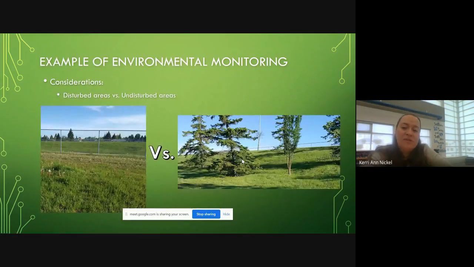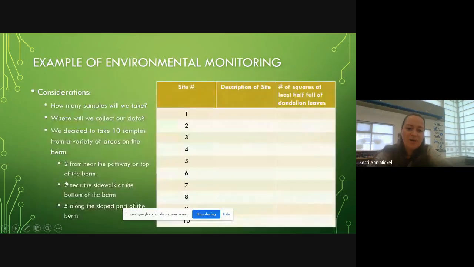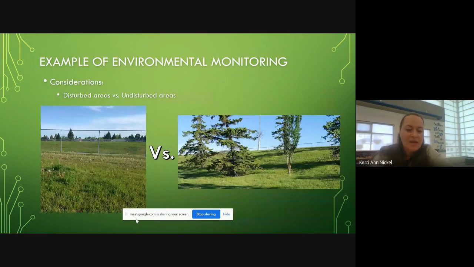Then, as we're setting up our procedure, we needed to consider where we were going to sample. We had to consider disturbed areas versus undisturbed areas. If you take a look on the left over here, the part at the top of the berm is traveled on. A lot of people walk along the top of the berm, so it's a disturbed area. Lots of people, lots of dogs. And you can see that the types of plants that are there are a little bit different than the slopes of the berm.